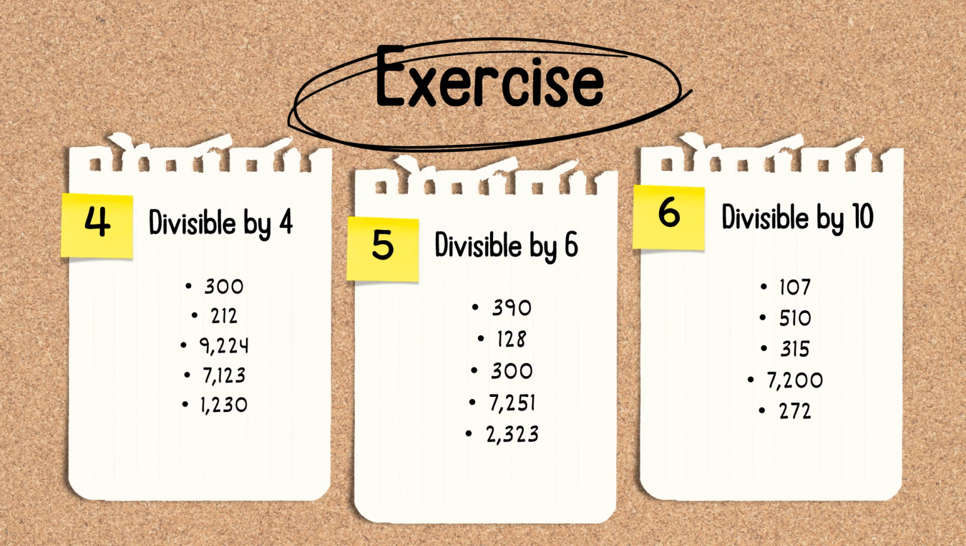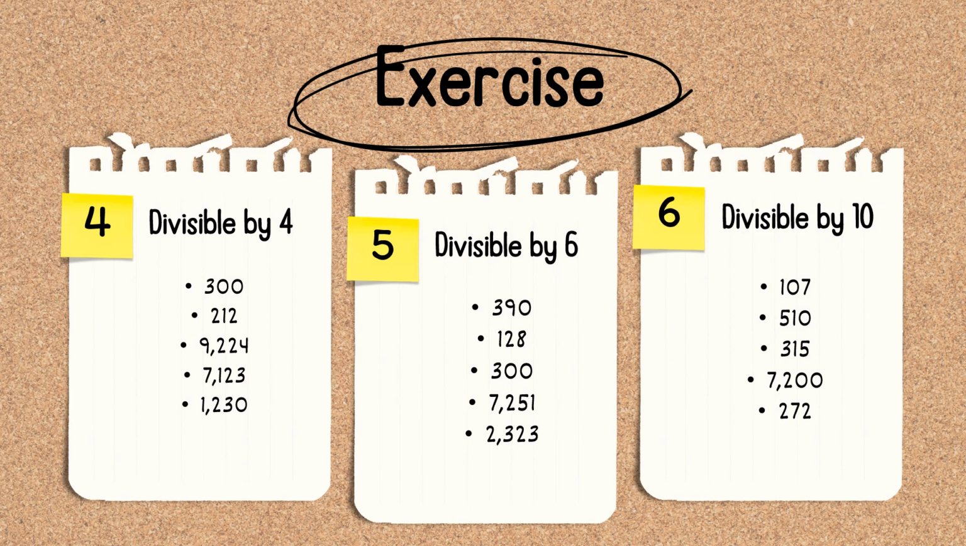7,251. Oh no, this is not an even number. It is an odd number. It will not be divisible by 2. So 6 will not play with it. It will not be divisible by 6. 7,251 is not divisible by 6.